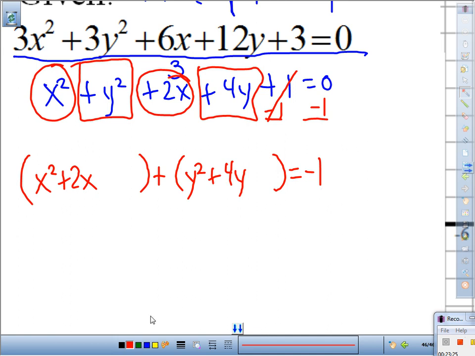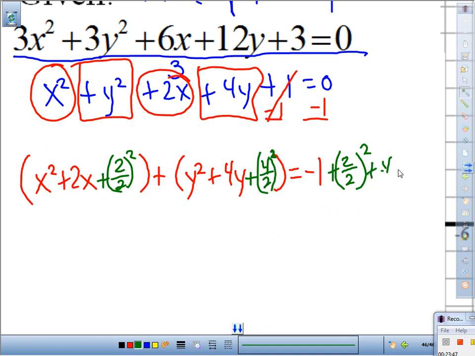Step 4, add b over 2 squared. What is b here? 2, so it's 2 over 2 squared. We add that to the other side of the equation also. What is b here? Add 4 over 2 squared.